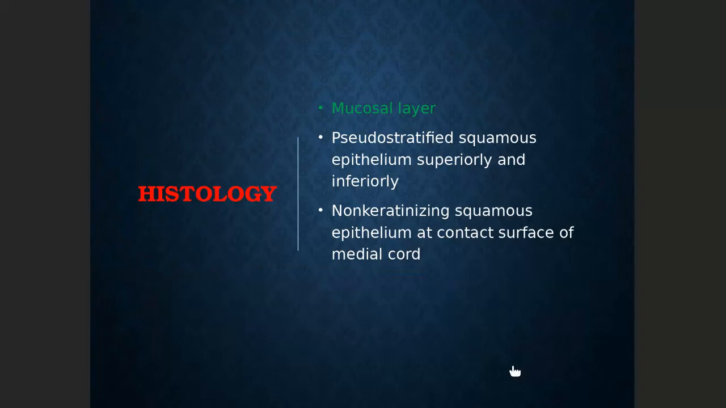Now about the histology of the vocal cord, especially the layers of the vocal cord. We have the mucosal layer of the vocal cord. It's pseudo-stratified epithelium superiorly and inferiorly, while it's non-keratinized squamous epithelium at the contact surface of the medial cord. So at the vocal cord it is squamous epithelium, while above and below the vocal cord it's respiratory epithelium, or pseudo-stratified epithelium. So it has two epithelia.